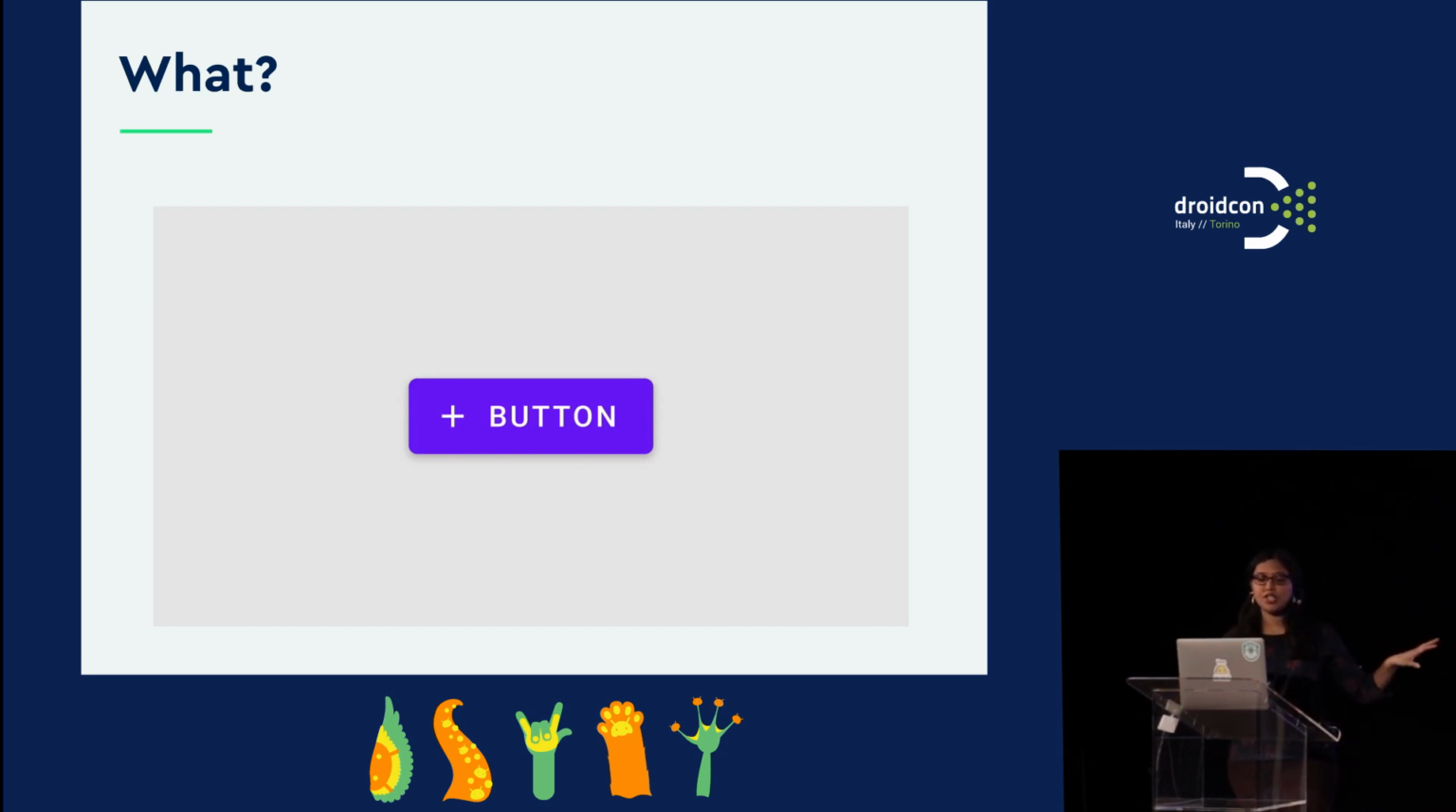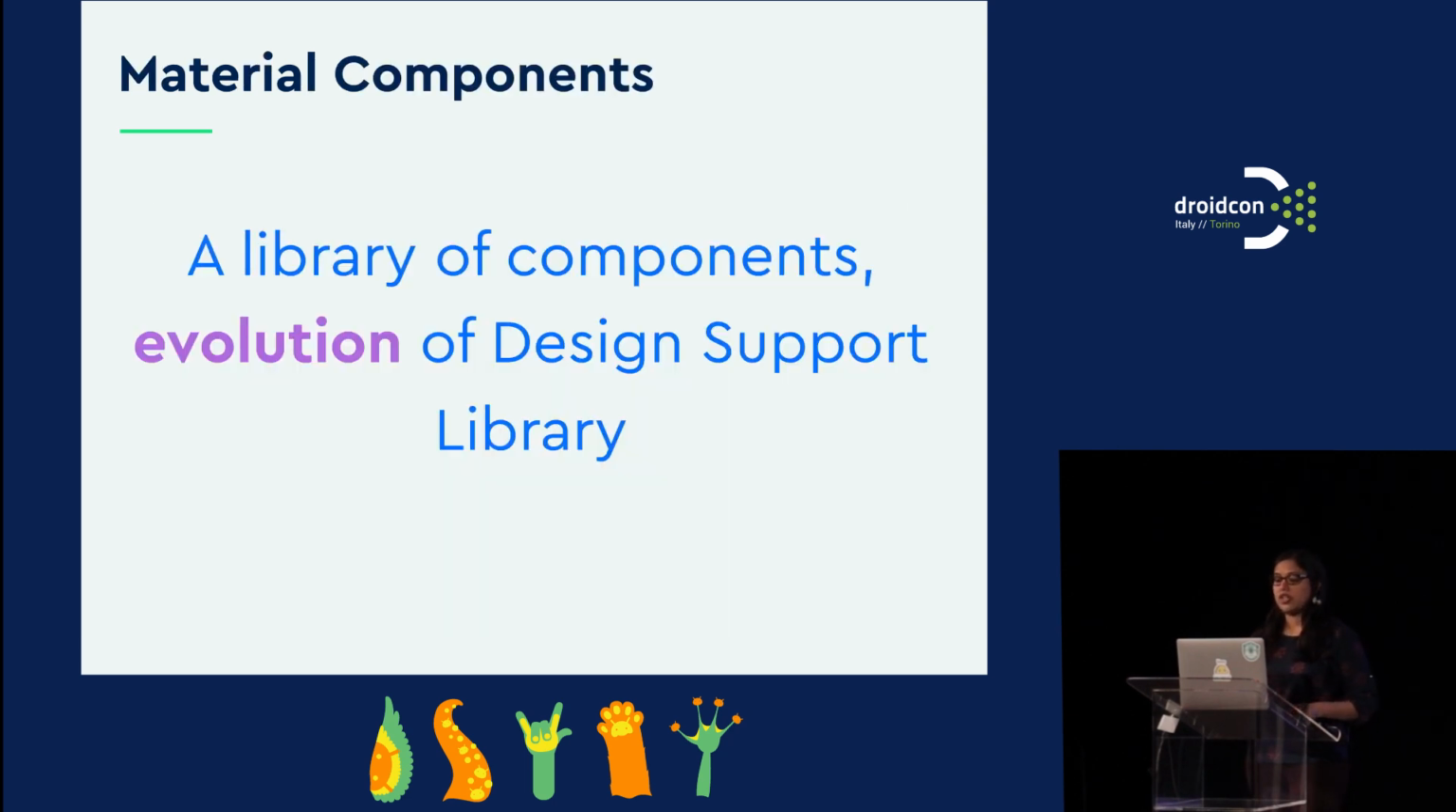And as you can see here, it's just a button, but it can look so different based on color, typography, and shape. And this can make your app look unique. And in order to use material theming, you want to be using the Material Components library, which is an evolution of the design support library. So all future updates now go to the Material Components library. They don't go to the design support library anymore. So you want to migrate to Material Components as soon as possible.